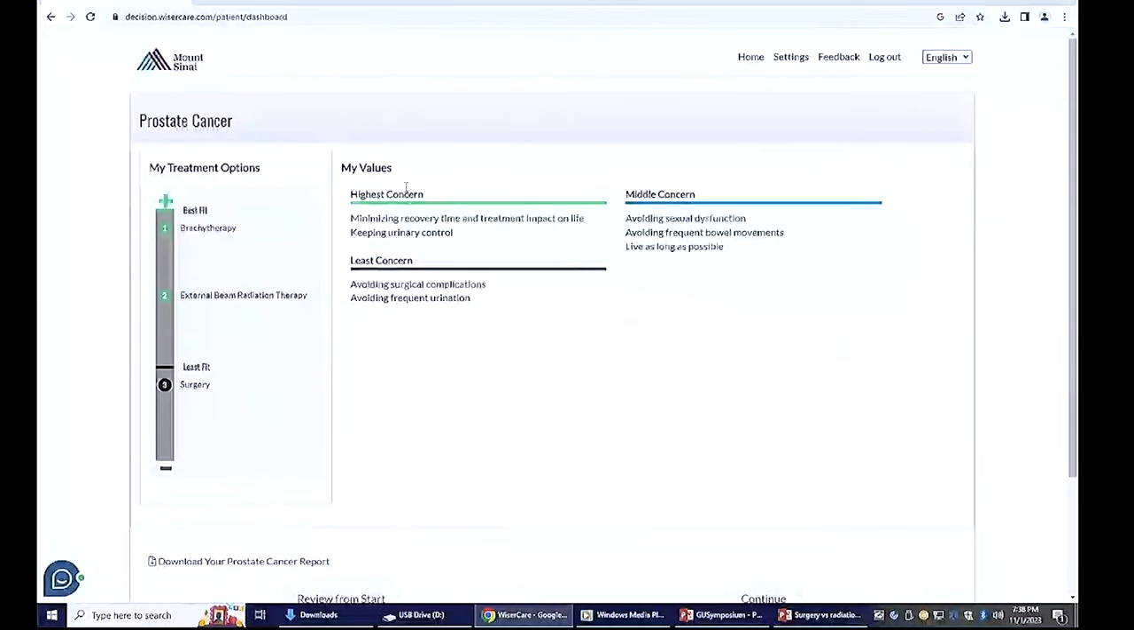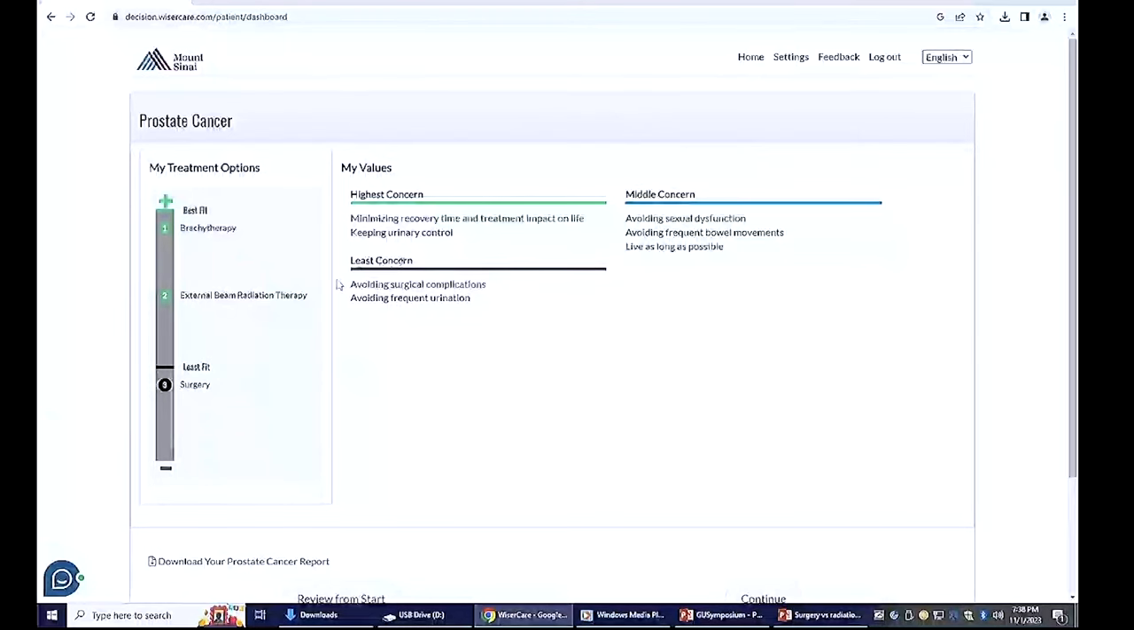So your values, the highest concern was minimizing recovery time and treatment impact. And brachytherapy, as Dr. Stewart said, you go in, it's an outpatient procedure, it's a one-day procedure, and that will minimize your recovery time. The least concern for you was avoiding surgical complications and avoiding frequent urination.